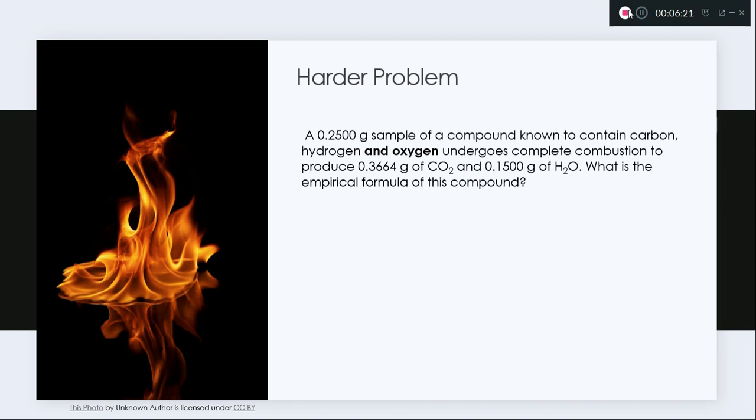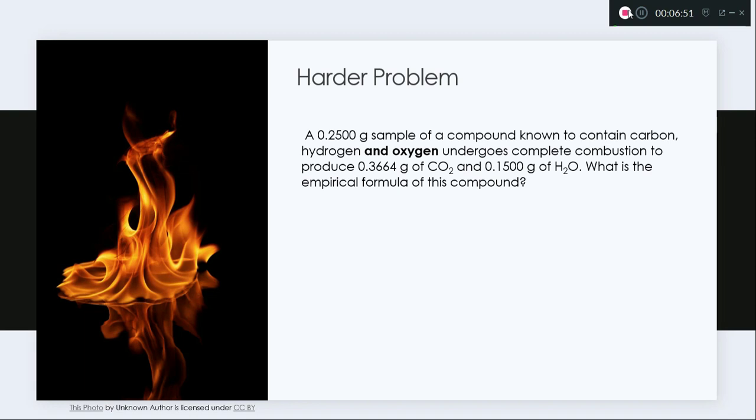So the next way that you can make this process a little more complicated would be, as you see with the bold print here, what if I added an element? A classic example is that a lot of hydrocarbon compounds also contain oxygen. So if I have this example of a 0.25 gram sample, it contains carbon, hydrogen, and oxygen. Now, some of the oxygen that ends up in carbon dioxide and some of the oxygen that ends up in water also came from the substance, and some of it came from the oxygen you added. So it becomes a little more complicated how you do this.